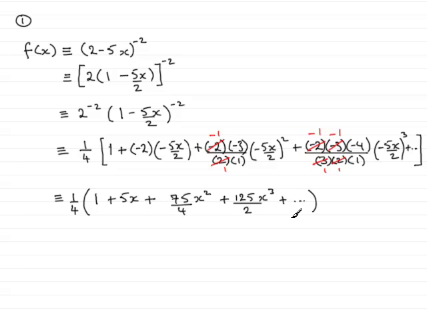So all I need to do now is just simply multiply by the quarter, and so quarter times 1 is going to be a quarter. Quarter times the 5x is plus 5x over 4, and then we have quarter times 75 over 4 is going to be 75 over 16, and that'll be x squared, and finally plus 125 x cubed over 8, and don't forget, and so on. Alright, and so that's f of x expanded now up to the term in x cubed. And that brings us to the end of question number 1.